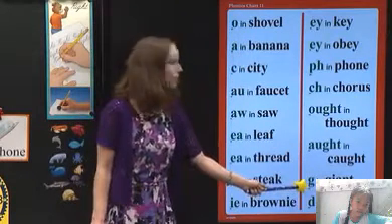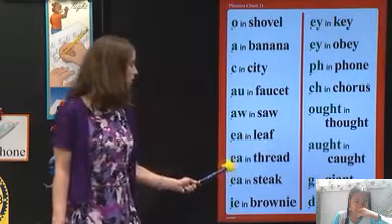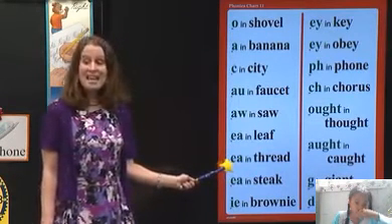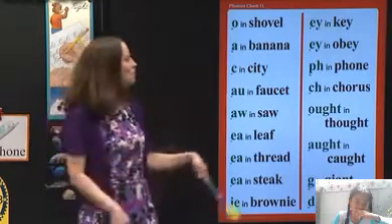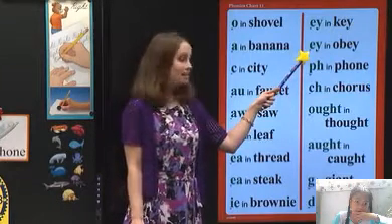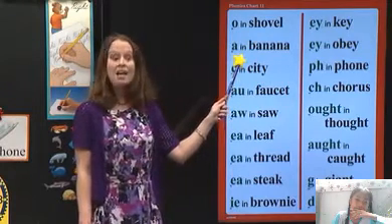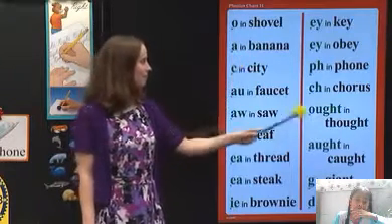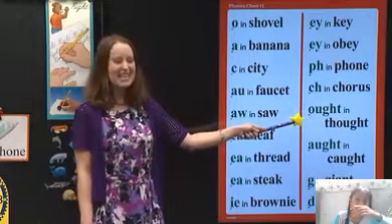Shuttle, and thread, E-A. E-E-E. Rows 2, 3, and students watching, have a seat. Rows 1 and 4, stay standing. Let's start right here. A and obey, E-Y. A and banana, A. And thought, O-U-G-H-T.